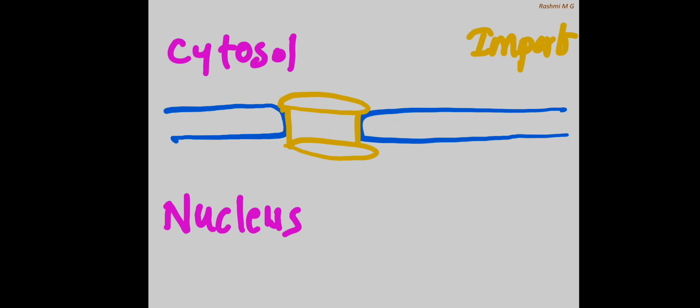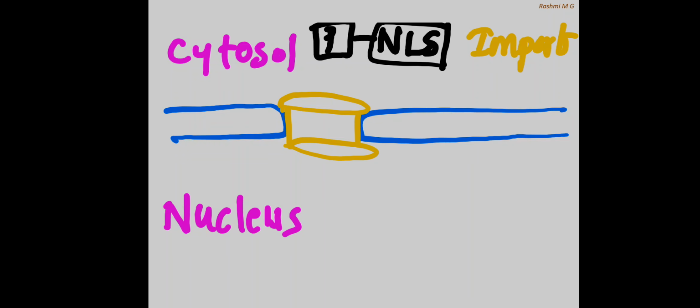What happens in this case is the protein has an NLS, that is nuclear localization signal. That nuclear localization signal binds to a particular receptor called the importin receptor, and this complex is transported across the nuclear pore and enters inside the nucleus.